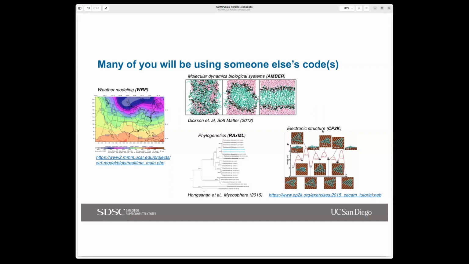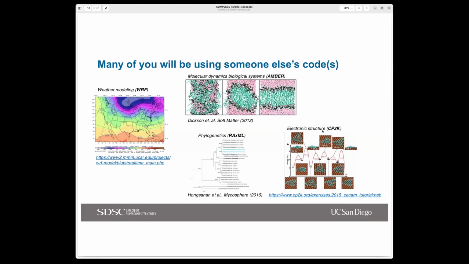WRF is a weather simulation model. Amber is a molecular dynamics application that we have some people at SDSC who work on directly. RAxML is a phylogenetics code, trying to understand the history and structure of evolution in certain types of species. And then the traditional physics simulations for understanding electronic structure in materials, like this CP2K application example here.